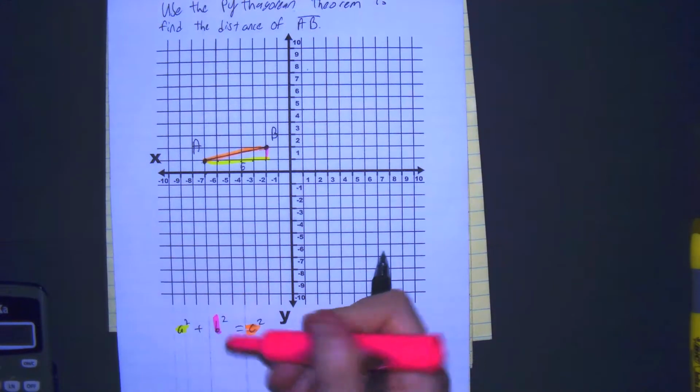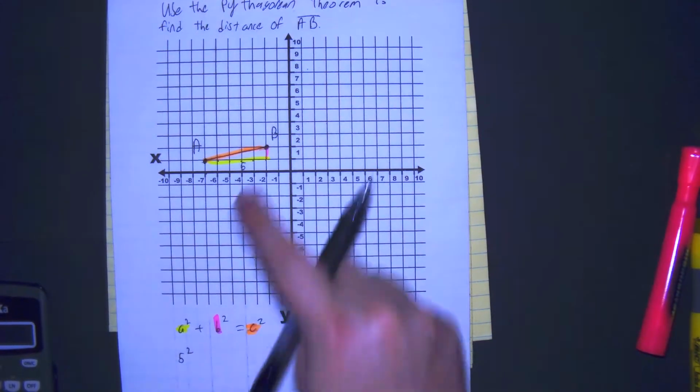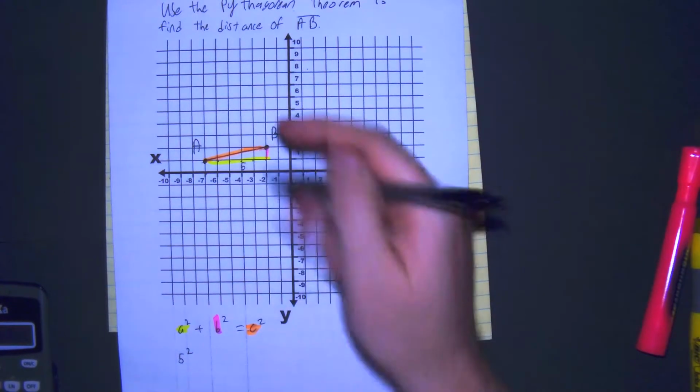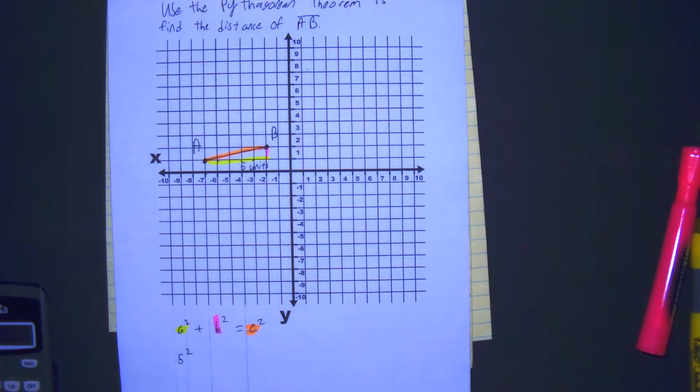So our a here, let me just highlight that. Our a here is 5. Remember, it's a distance. That's 5 units. We're not going to write the units since we don't want to have too much clutter, but that means it's 5 units. Again, we can't have a negative.